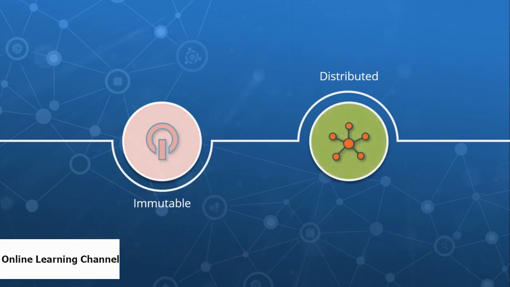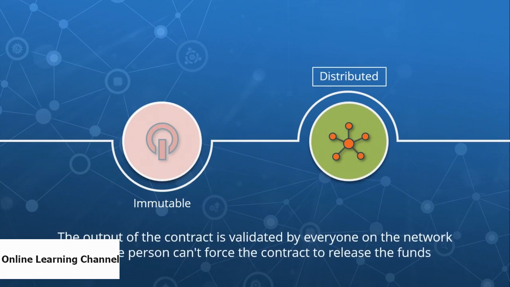Which takes us now to the distributed nature of smart contracts. This means that the output of the smart contract is validated by many nodes which participate in the blockchain network. This means, for example, that a single node or single person is not in a position to force the smart contract to release the funds. They will need to achieve a consensus among all of the nodes in the network.